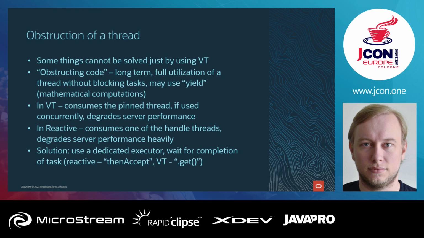This is one question we are quite often getting. What if there will be an obstruction of a thread? What if I have some long-running task performed inside of the virtual thread on some endpoint, for example, which will then be using your platform thread out of that pool you are using to schedule everything else?